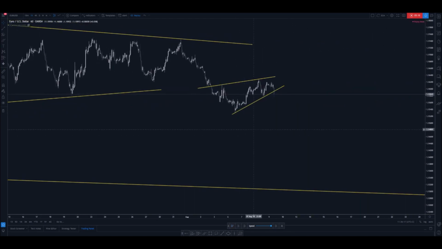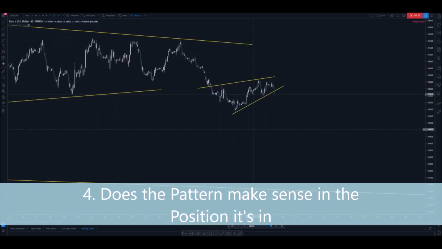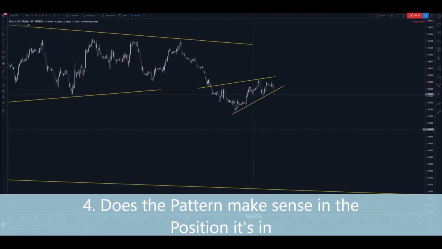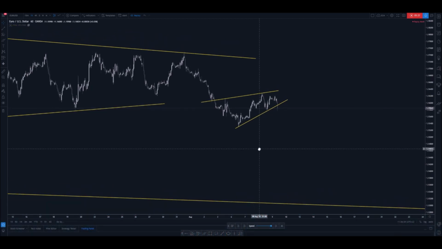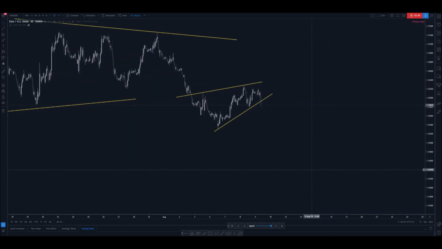Okay, so tip number 4 will be, does the pattern make sense in the position it's currently in? Does it make sense that we get this type of correction, a continuation pattern after this impulsive break of this pattern? Yes, it makes complete sense that we'll be getting this type of correction after this type of move. So what will we be doing?